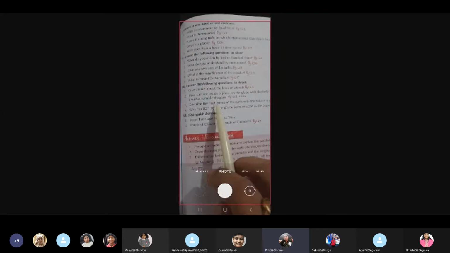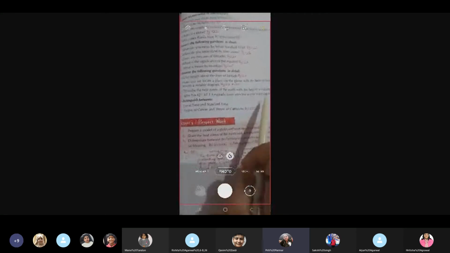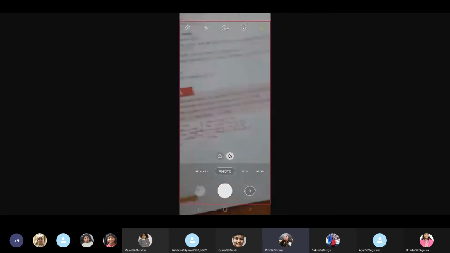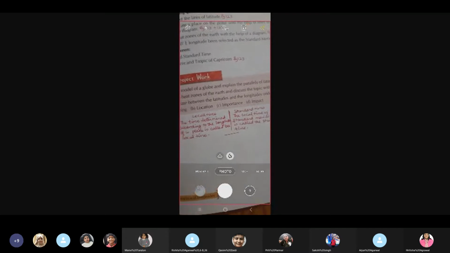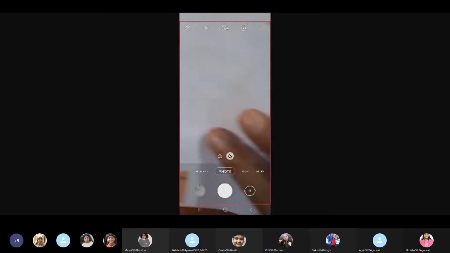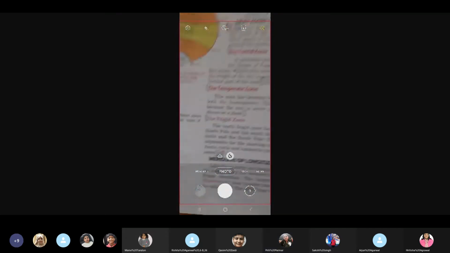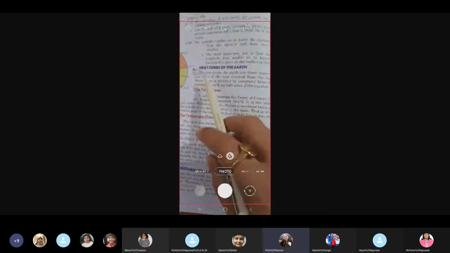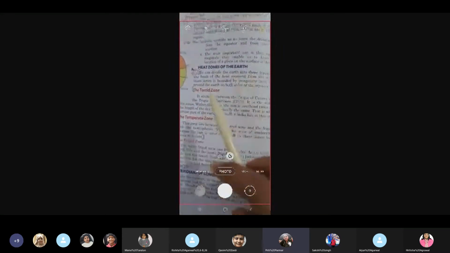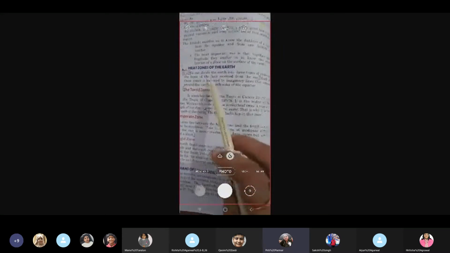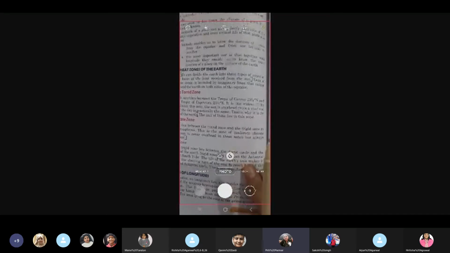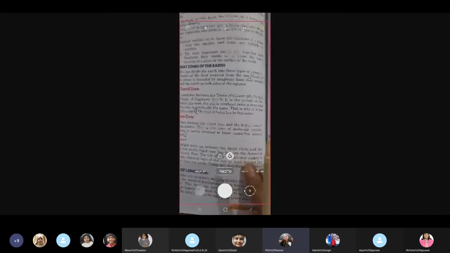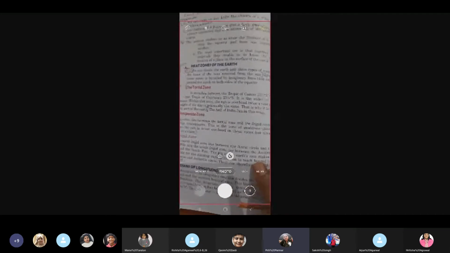Describe the heat zones of the earth with the help of a diagram. Page 124. You will write the heading, the heat zones of the earth. Then you can write, we can divide the earth into three types of zones on the basis of the heat received from the sun. Till this much you'll do.